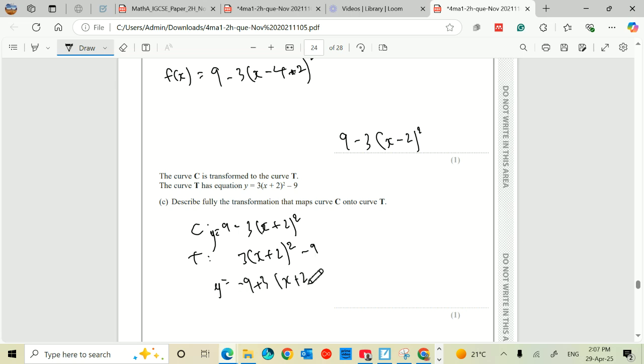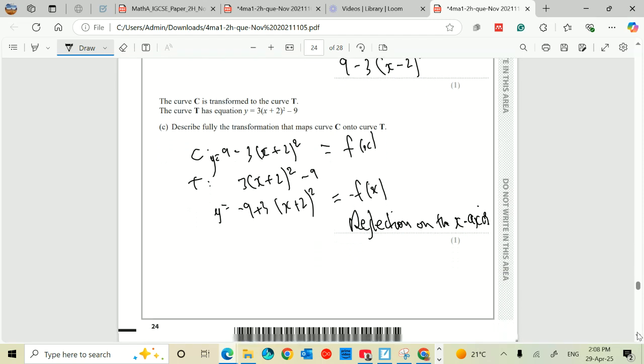Now what we notice is that C is the function of x, and because we've changed around the signs here, made the 9 minus and the 3 positive, this is the negative function of x, which means that it's a reflection in the x-axis, and that's it for your additional mark.